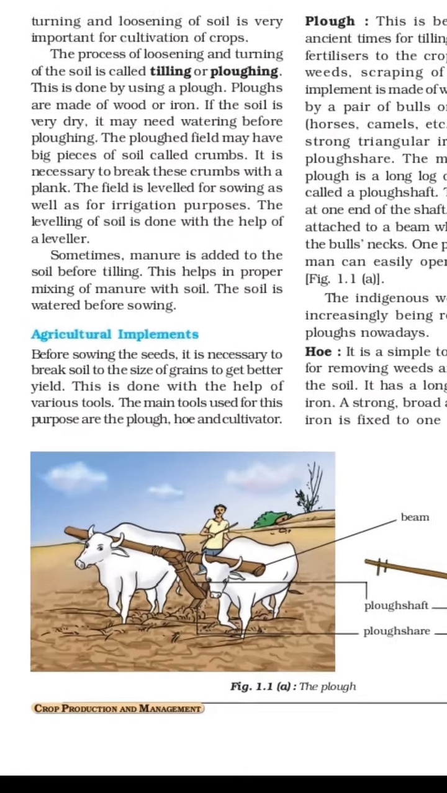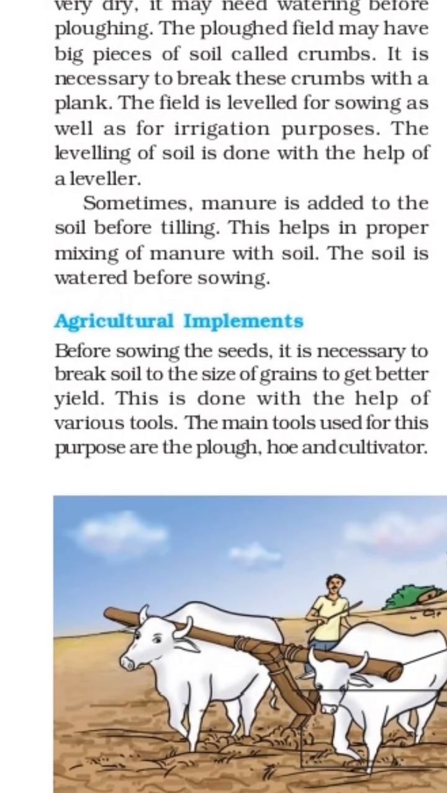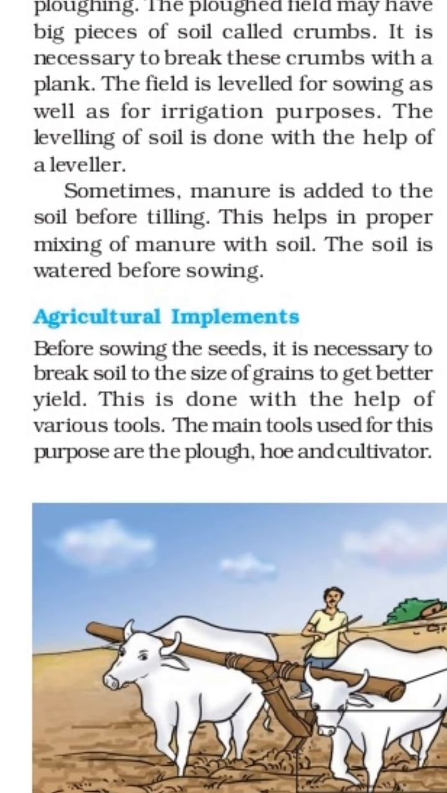Agriculture implements. Before sowing the seeds, it is necessary to break the soil to the size of grains for better yield. This is done with the help of various tools. The main tools used for this purpose are the plough, hoe and cultivator.